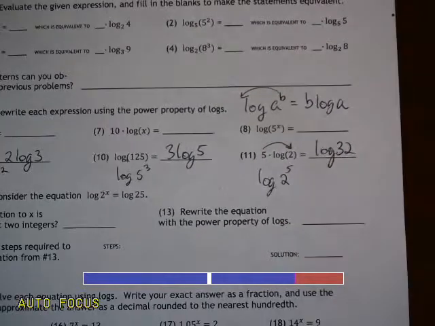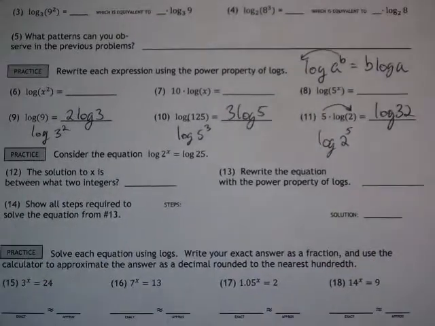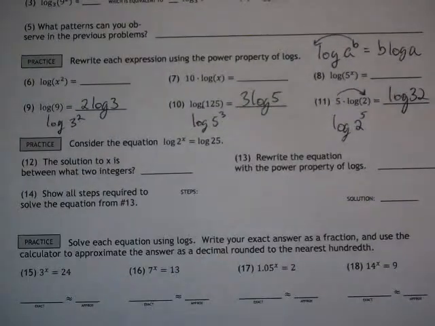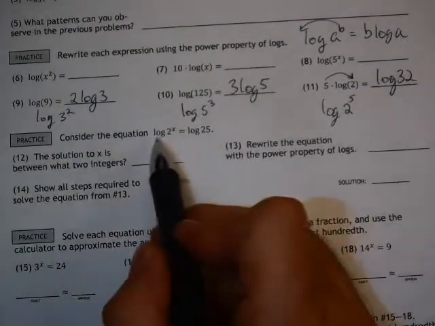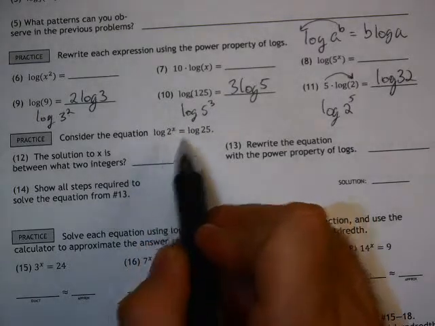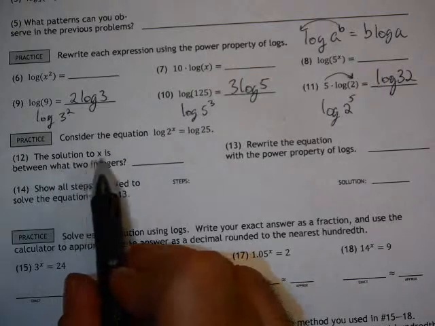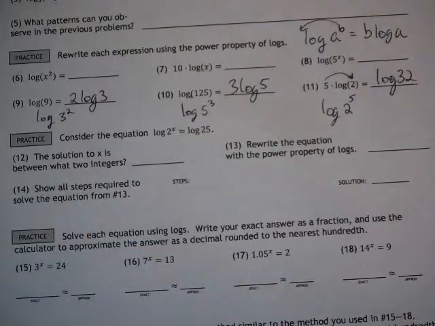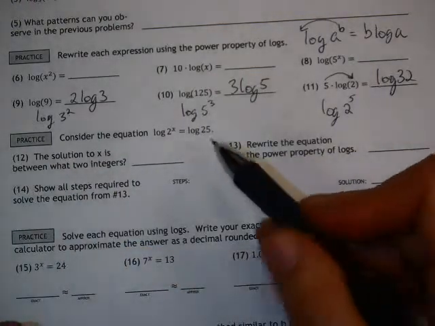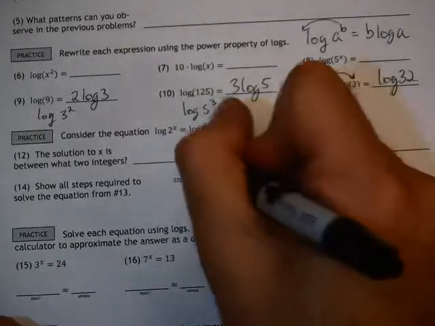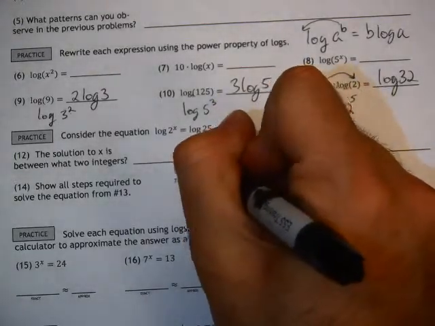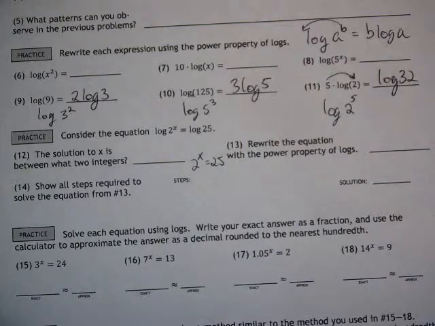Let me zoom out. I'm going to look at now numbers 12, 13, and 14, which all kind of go together. It says consider the equation log of 2 to the x equals log of 25. It says the solution to x is between what two integers? So really what you can do is cancel those logs. You're really looking at 2 to some power x is 25.